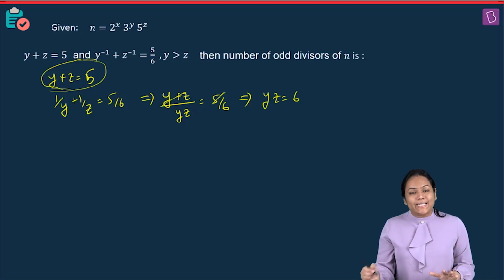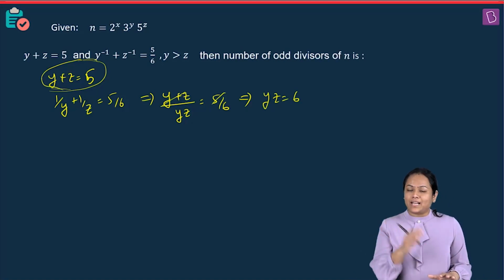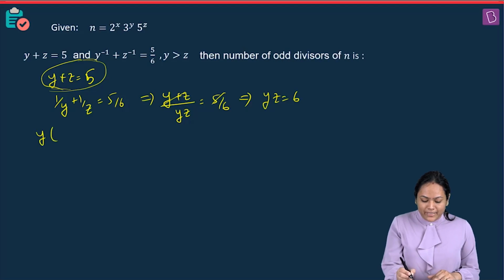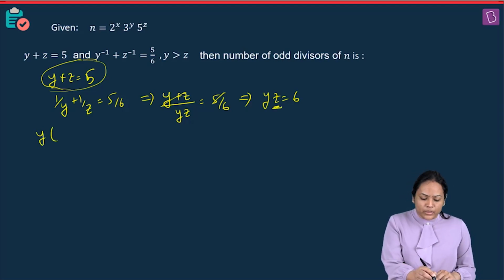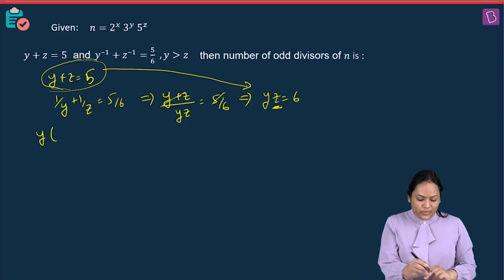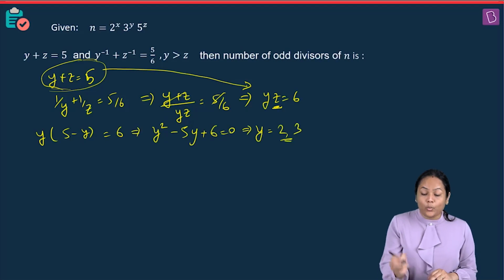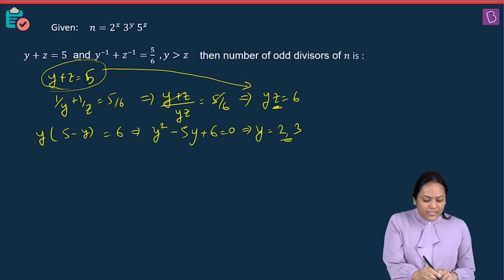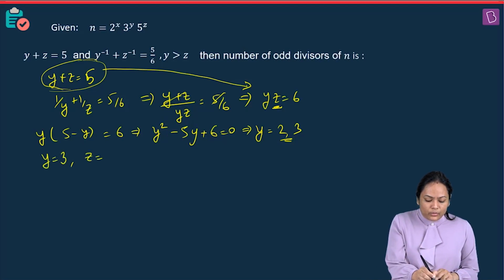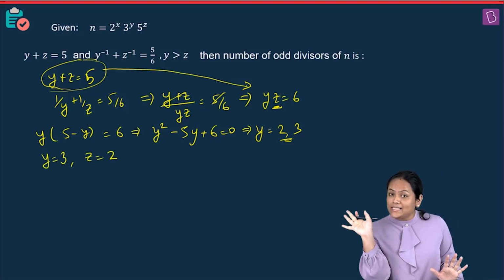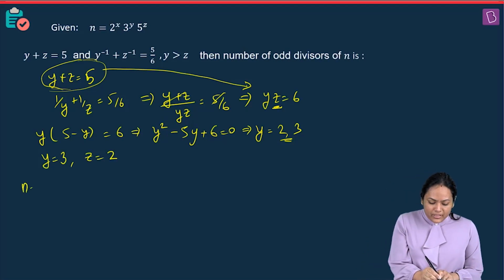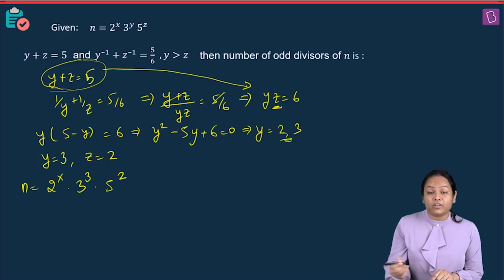So when I eliminate one of the variables, that is y or z, I write y multiplied by, in place of z, 5 minus y, which is equal to 6. That means y square minus 5y plus 6 is equal to 0. The values of y are nothing but 2 and 3. Clear? So that means my y definitely will take 3, z is going to take 2 because y is greater than z. Now, if I write my number again, it has become 2 raised to x multiplied by 3 raised to 3 multiplied by 5 raised to 2.